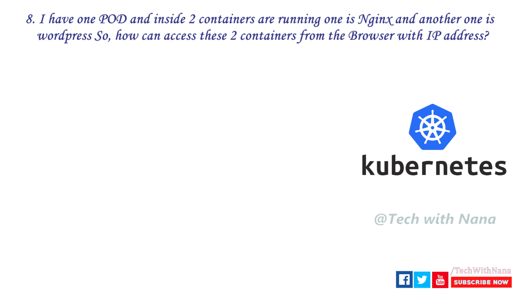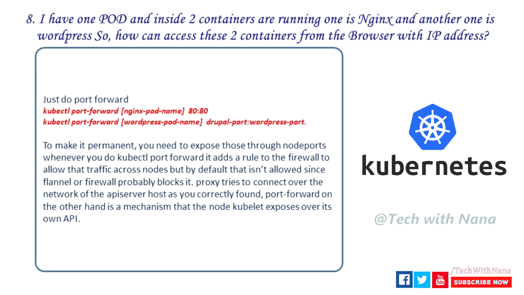I have one pod and inside two containers are running. One is Nginx and another one is WordPress. So, how can I access these two containers from the browser with an IP address? Just do port forward: kubectl port-forward nginx-pod-name 80:80. kubectl port-forward wordpress-pod-name, Drupal port, WordPress port. To make it permanent, you need to expose those through node ports.